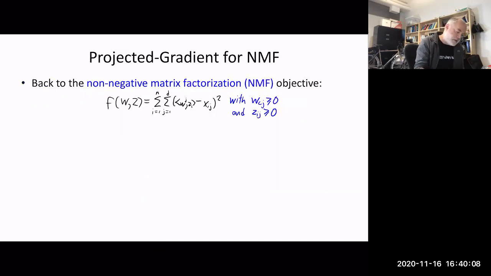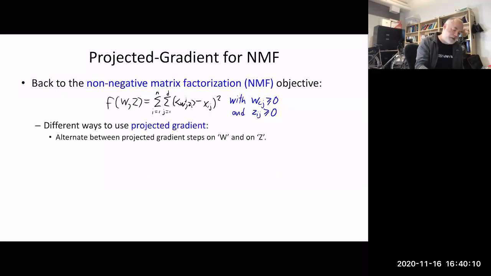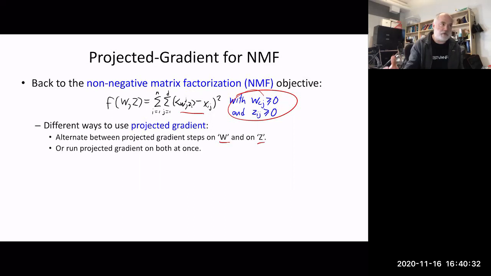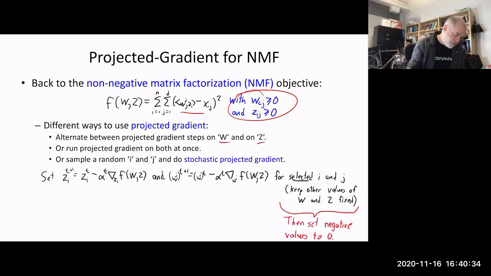Enough about that. Let's go back to non-negative matrix factorization and say, okay, here's our loss, but we want to have all of our parameters be greater than 0. And I just told you about projected gradients as an algorithm. It couldn't be simpler, right? So now we can use projected gradients in a lot of different ways, right? So we can do projected gradient steps on W and Z like we did before, or we can run projected gradient on both of them at the same time, or we can do stochastic projected gradient, right?